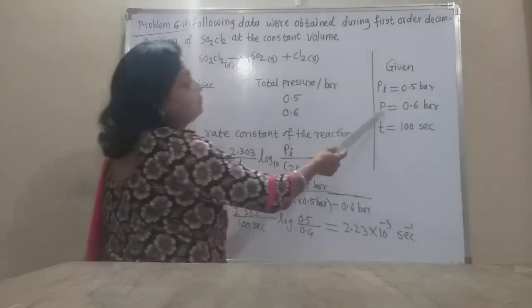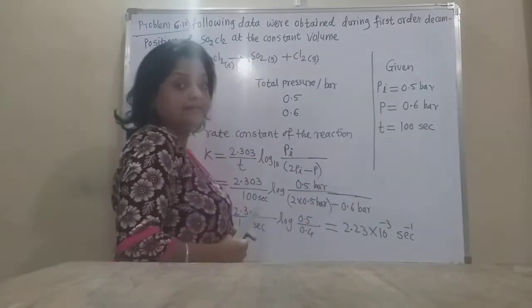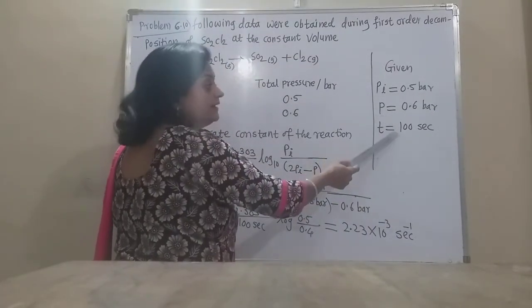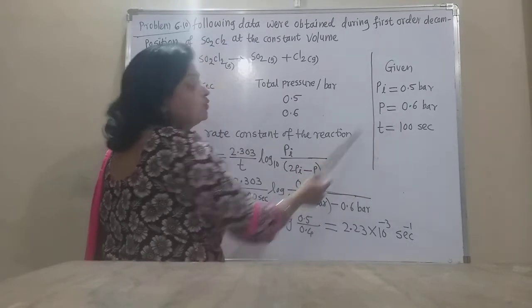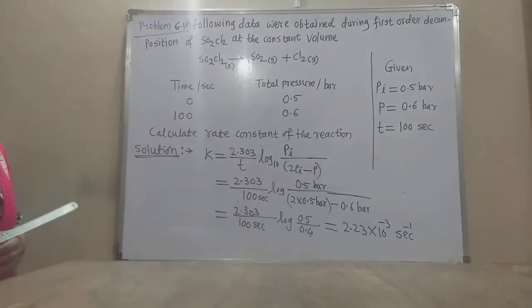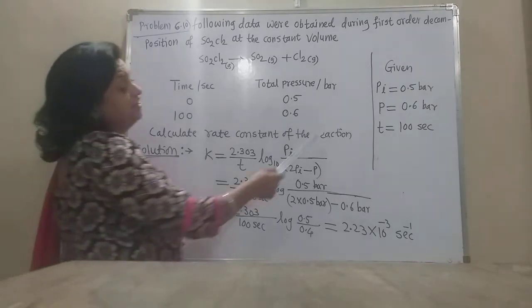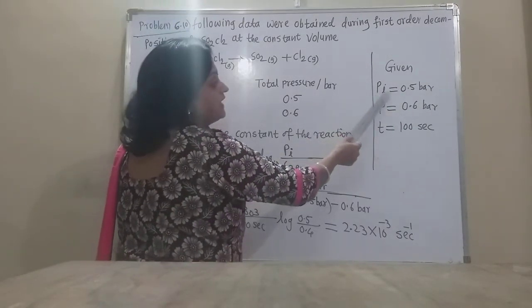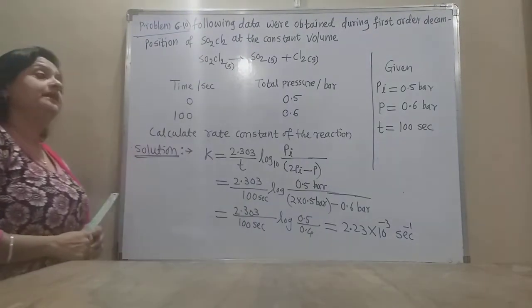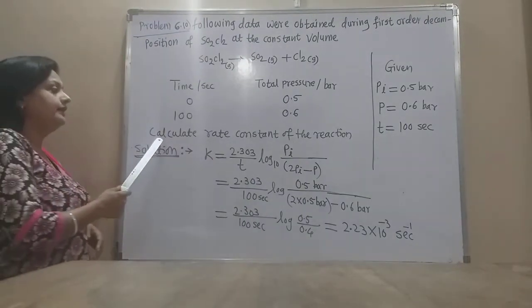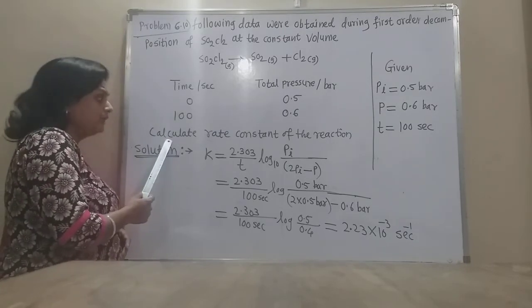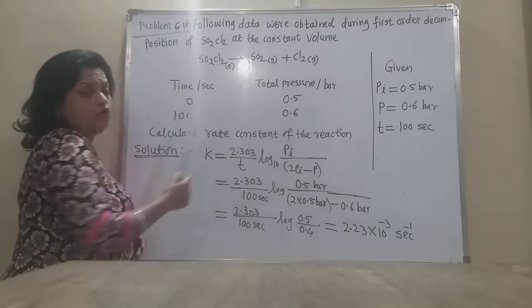So the pressure P is equal to 0.6 bar here. That is after 100 seconds, t is equal to 100 seconds here. So after 100 seconds, P is equal to 0.6 bar. That is the pressure of the reaction mixture, and the initial pressure of the reactant is Pi is equal to 0.5 bar, and time t is 100 seconds. So they ask us to calculate the rate constant K for the reaction.